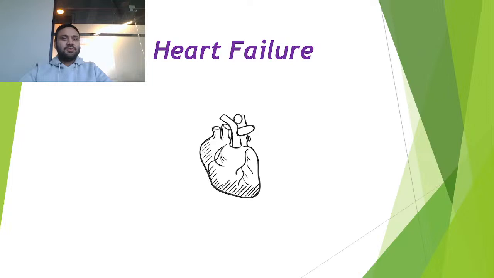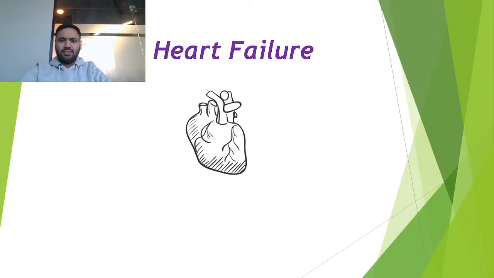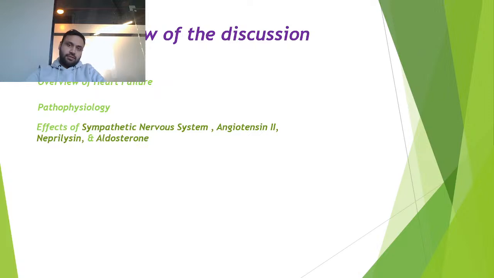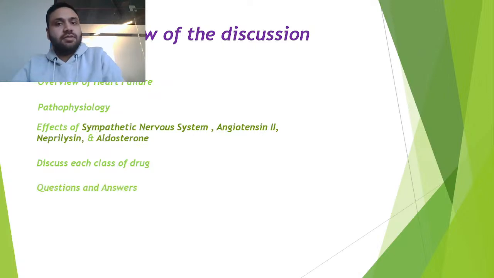So hello everyone, this is Dr. Mandeep. I'm a pharmacology faculty at Nixtelo. So today's YouTube live is about drugs for heart failure. So yeah, let's start with this. The flow of the discussion would be like, first we would have the overview of heart failure, then we would go towards the pathophysiology, then we would discuss the effects of neprilysin, sympathetic nervous system, angiotensin 2, and aldosterone. Once we are done with that, we will go for discussion of each class of drug used for chronic heart failure, and then we will discuss the questions and answers. Obviously, for questions, you can go to the comment section of this live and post your questions there. We'll discuss them towards the end of the video, right?